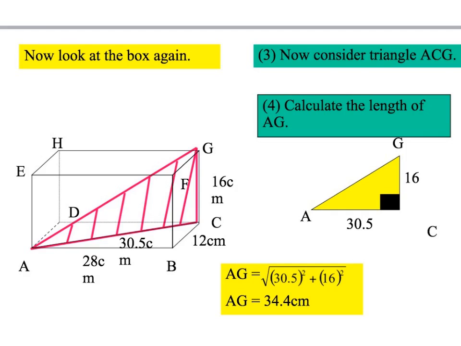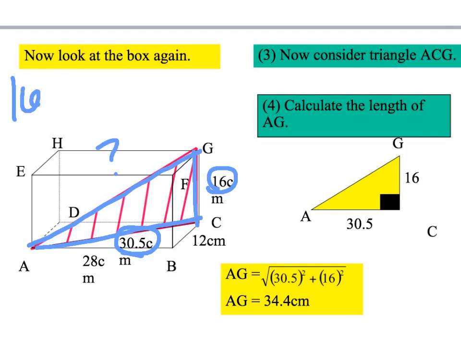Right? So now we need to consider the triangle ACG. It is the triangle that's standing vertically, the one that we're going to have to imagine. And we have one leg that's 30.5, the one we just solved for, and we are given the height of the triangle, which is 16. So we've got to use those two measurements in the Pythagorean theorem to solve for side AG. That's the space diagonal, and we've got to solve for that.